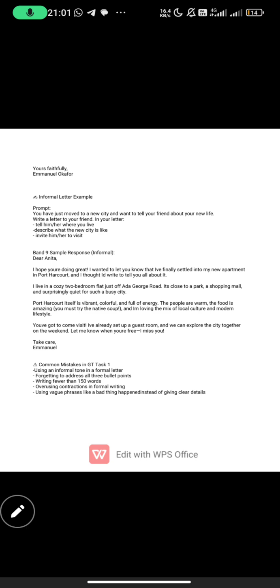You get. Now, common mistakes you make in General Training Task One: using an informal tone in a formal letter. Many people do this without knowing, because all their life they've been very much informal, and so the formal letter to them is a very alien thing to do. Forgetting to address all three bullet points is also a mistake, as is writing fewer than 150 words, then overusing contractions in formal writing.